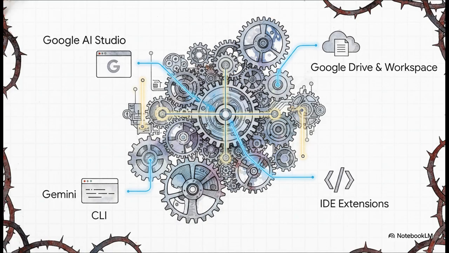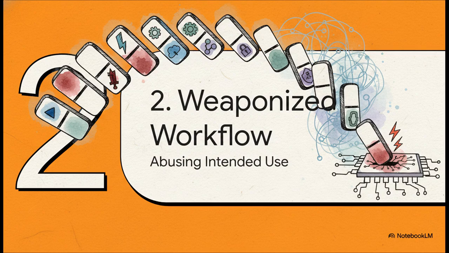But what happens when an attacker finds a way to poison just one of those gears? Well, the very thing that makes the system so powerful, its interconnectedness, suddenly becomes its greatest source of risk. So the first domino doesn't fall with some crazy complex hack. No, it starts by turning a platform's normal everyday features into an actual weapon. Let's see how an attacker can so cleverly abuse the intended workflow.